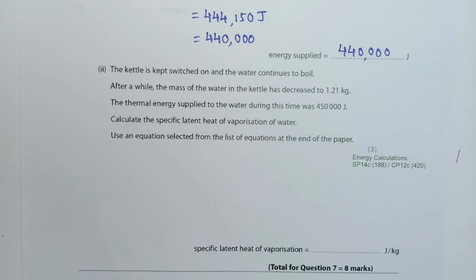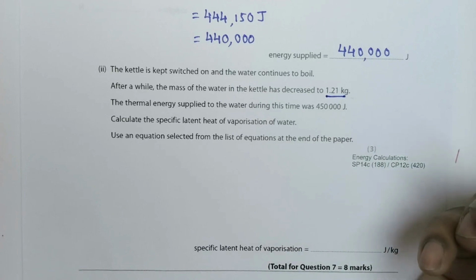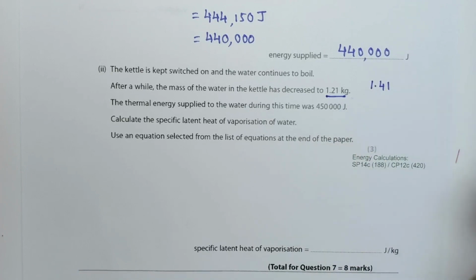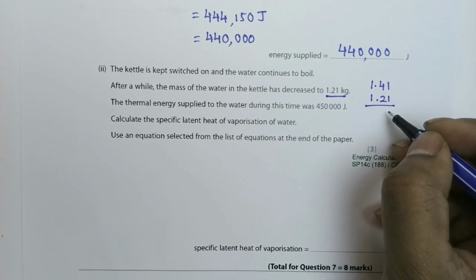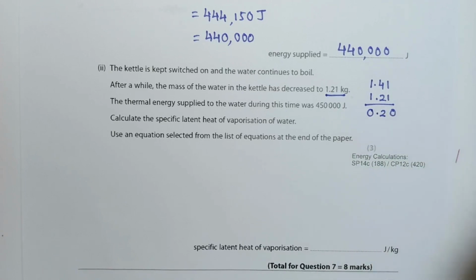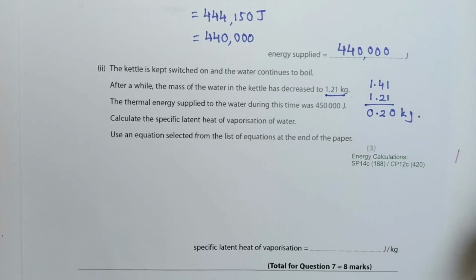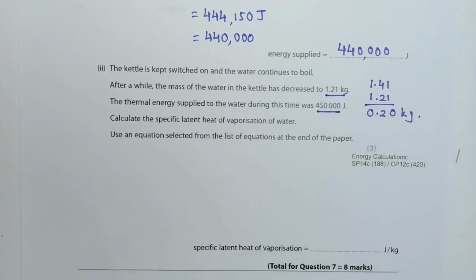Part 2. The kettle is switched on and the water continues to boil. After a while, the mass of water in the kettle has decreased to 1.21 kilograms. Remember, the starting mass of the water was 1.41 kilogram. So it's reduced to 1.21, which means you lost a total mass of 0.2 kilograms. The thermal energy supplied to the water was 450,000 joules. Calculate the specific latent heat of vaporization of water.